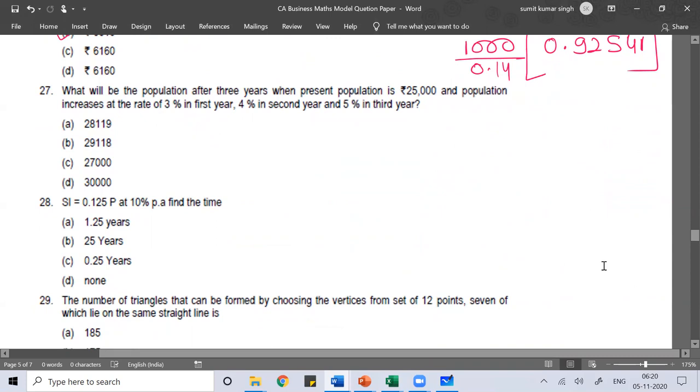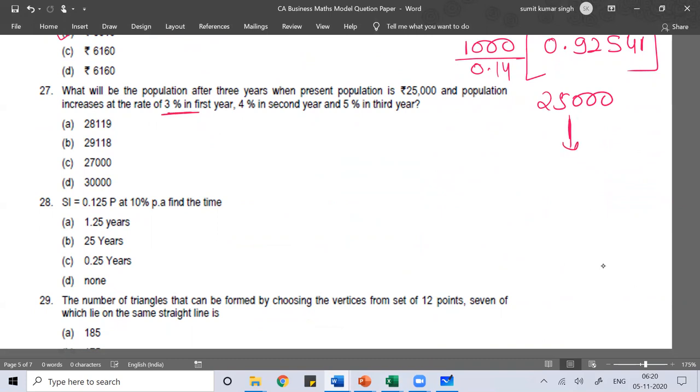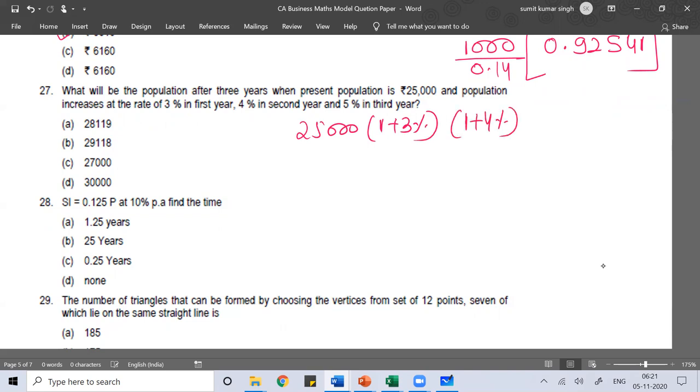So what will be the population after 3 years when the present population is 25,000? It increases at the rate of 3% for the first year, then for the second year 4%, then for the third year 5%. So you know the formula. This will be 25,000 into 1.03 into 1.04 into 1.05. Solve this and you will get the answer.